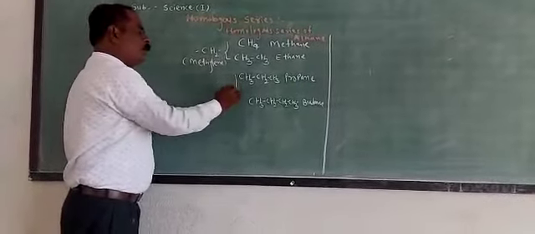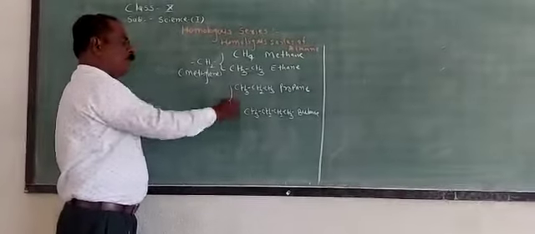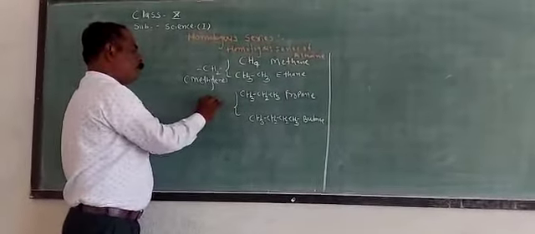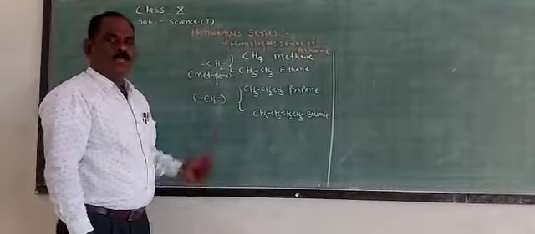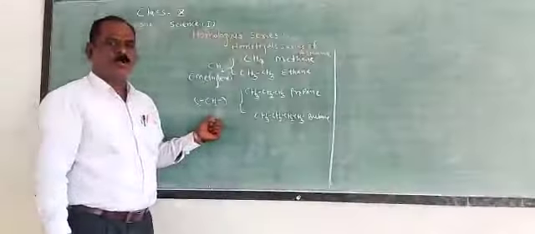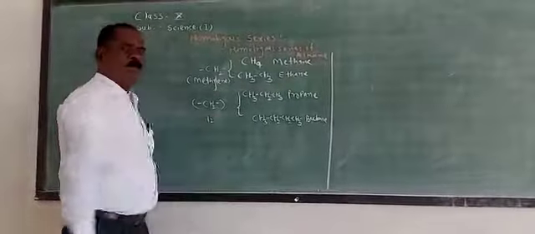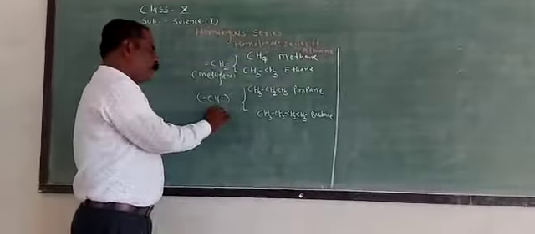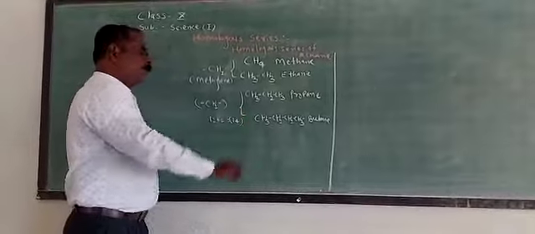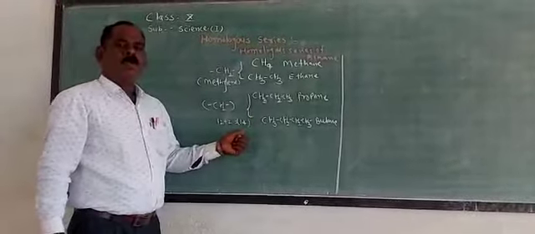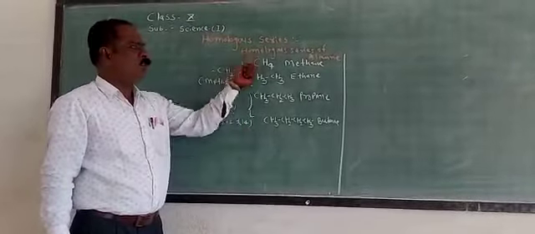Compare any two adjacent members, upper and lower. Adjacent members differ by which group? The CH2 group. If you calculate the molecular weight of the CH2 group, how much is it? You know that the atomic weight of carbon is 12 and hydrogen is 1, so 1 into 2 means 2. Therefore, the molecular weight differs by 14 units. Therefore, how do you define the homologous series?